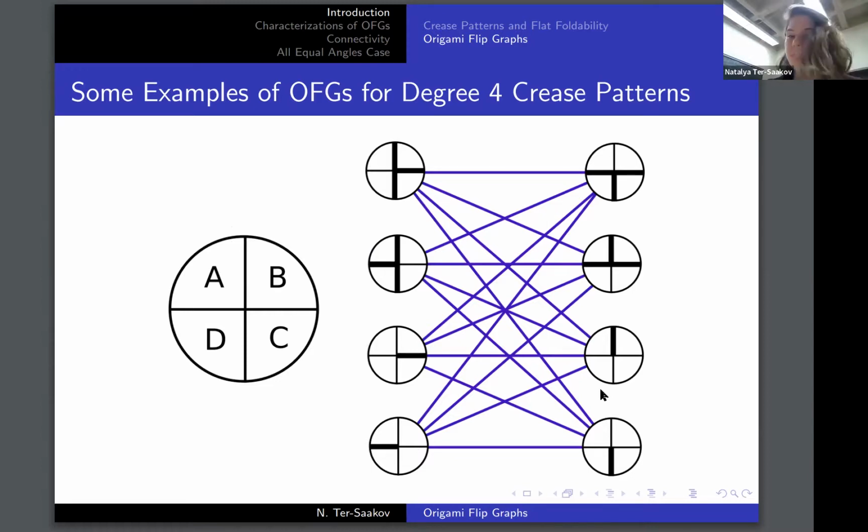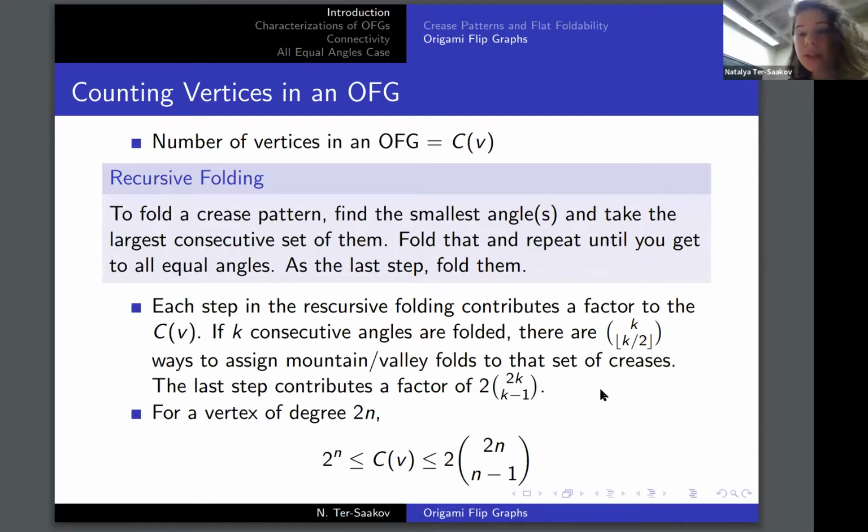Great. So this is how we constructed the origami flip graphs, and we attempted to present some general characteristics of them. What can we actually say? Well, we can start by counting the vertices. This was an already solved problem, because the number of vertices is the number of valid mountain valley assignments. Maekawa's rule, along with big little big, tell us the number of mountain valley assignments.